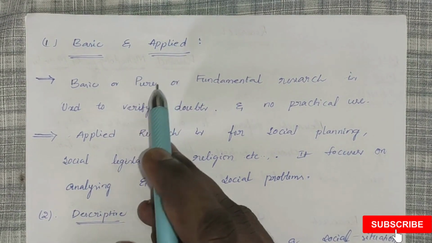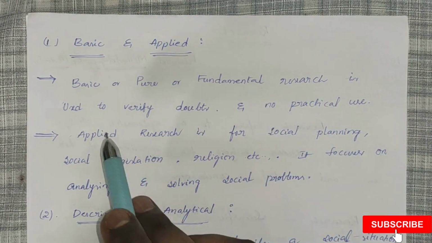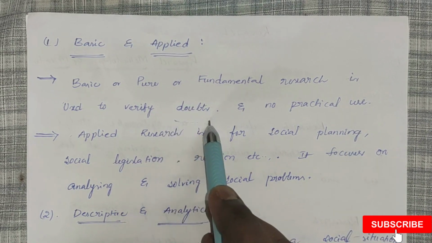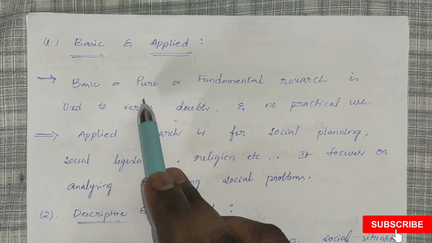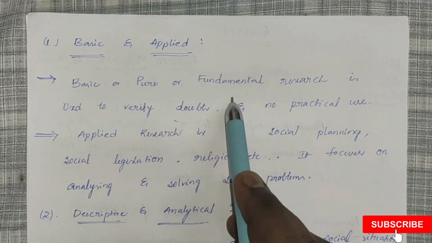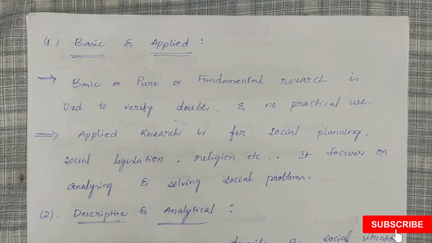First one, basic and applied. Basic or pure or fundamental research is used to verify doubts and has no practical use. Basic research, also called pure research or fundamental research, is used to verify doubts that were already provided in those theses. Understand?